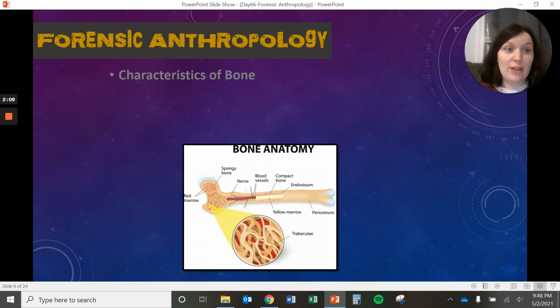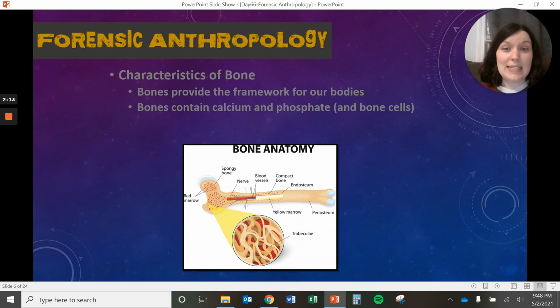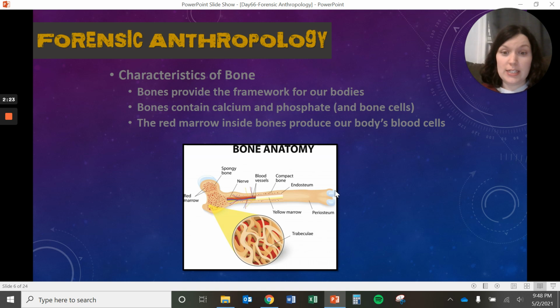Okay, so we're going to look more at the characteristics of the bone. Bones provide the framework for our bodies. They contain calcium, phosphate, and bone cells. And there is the red bone marrow inside of our bones that produces red blood cells. So here's an example of our bone, and then inside we have our red bone marrow.